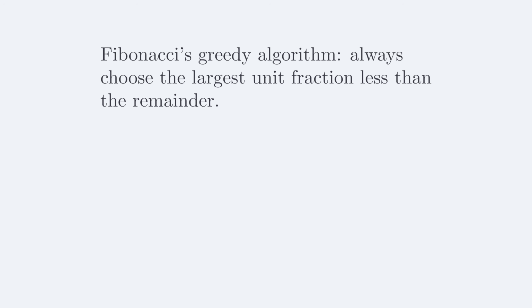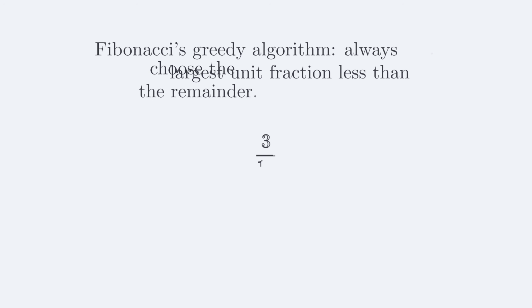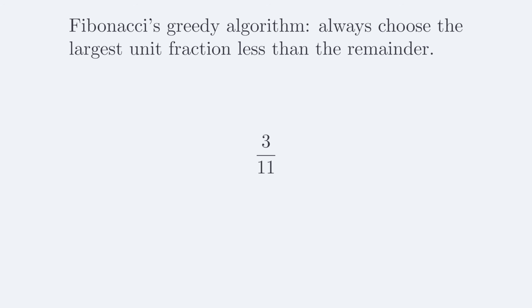This greedy strategy is called Fibonacci's greedy strategy. Always choose the largest unit fraction less than the remainder. For example, 1/4 is the largest unit fraction smaller than our beginning fraction. So let's pick 1/4 as the first term. And we keep applying this strategy on the remainder until we find a solution.